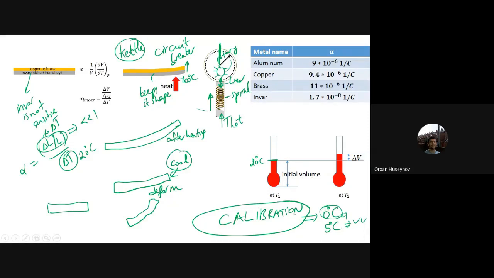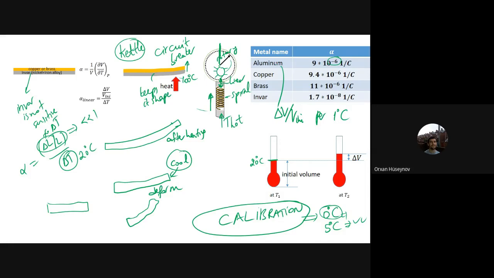Good. And here is the table of the alpha, the thermal expansion coefficient of different metals. Aluminium has 9 times 10 to the negative 6. You can see the smallness of the value. This table shows the change of volume with respect to initial volume per 1 degree Celsius.